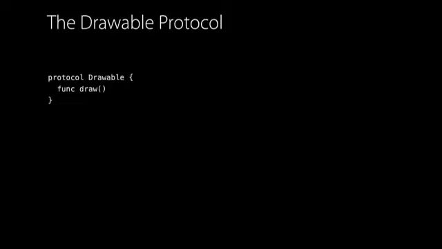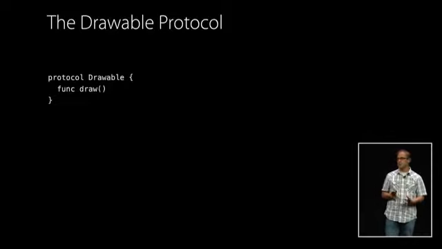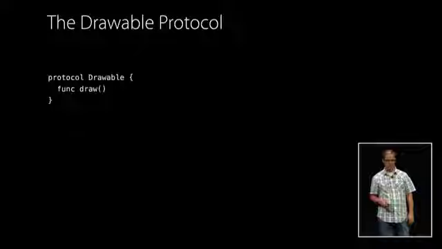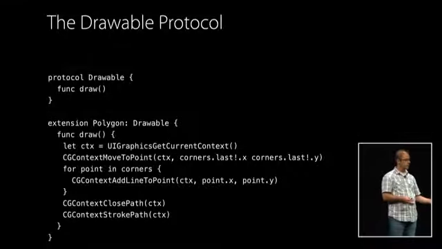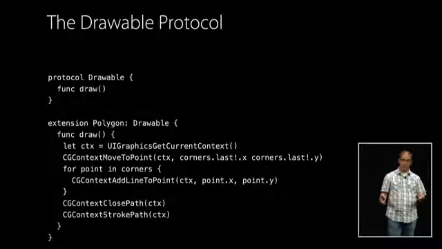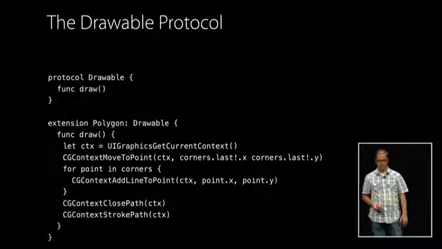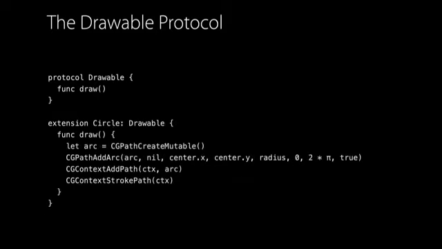So here's our Drawable protocol. Straightforward and simple, it has one method on it, draw. And of course, we want to implement that on our two types. We're going to create an extension of Polygon, implement that draw method, and that's just going to call out to Core Graphics and draw the polygon. And the same thing for the circle: we just call Core Graphics to build up the representation of the circle.